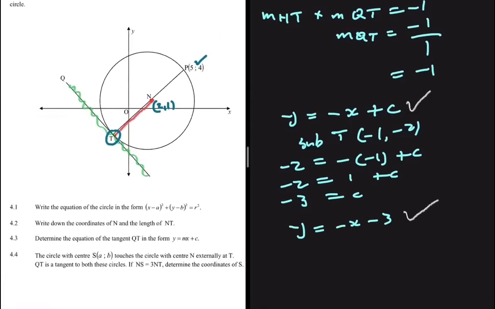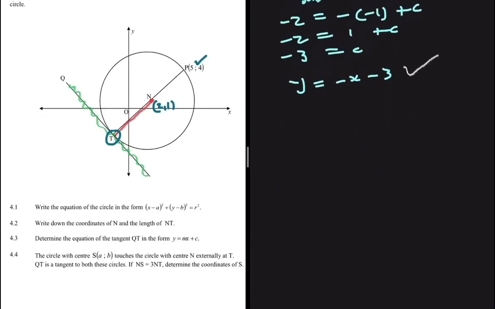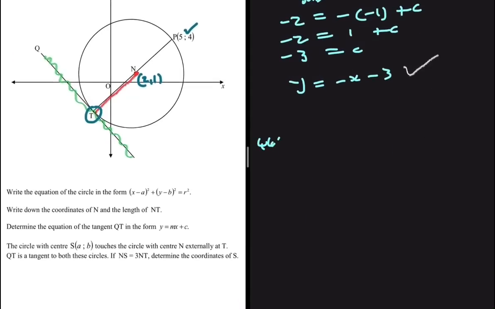Let's move ahead and do 4.4. So in 4.4, the circle with center S of coordinates (a, b) touches the circle with center N externally at T. QT is a tangent to both of these circles. If NS is equal to 3NT, determine the coordinates of S. Yeah, there's a lot going on there.